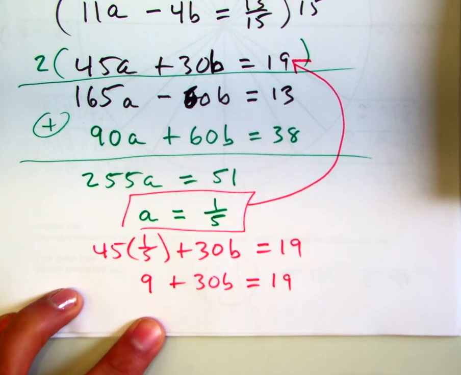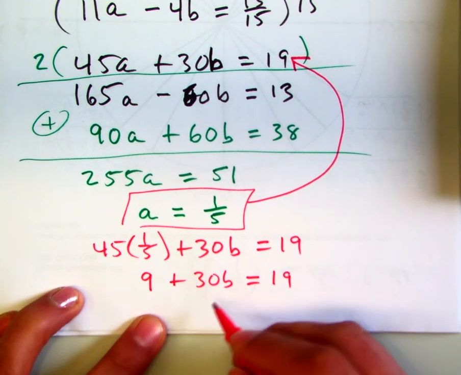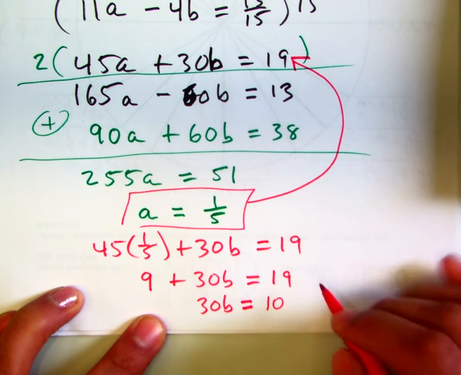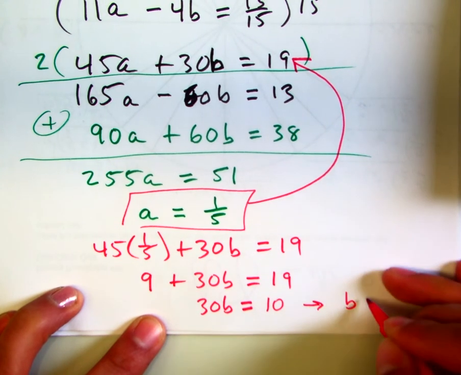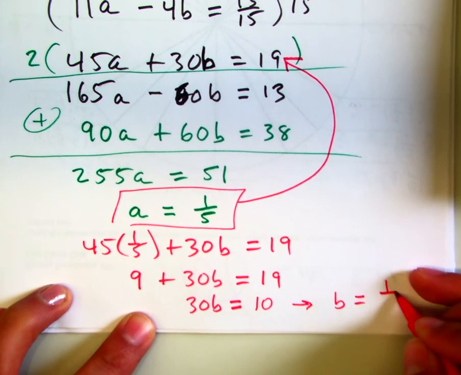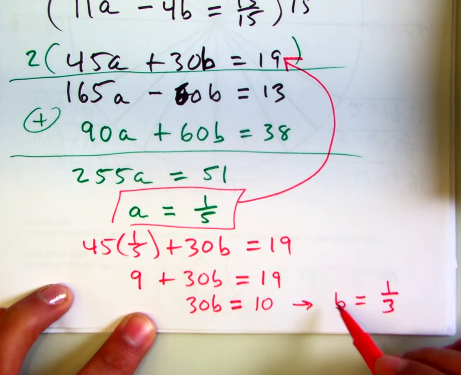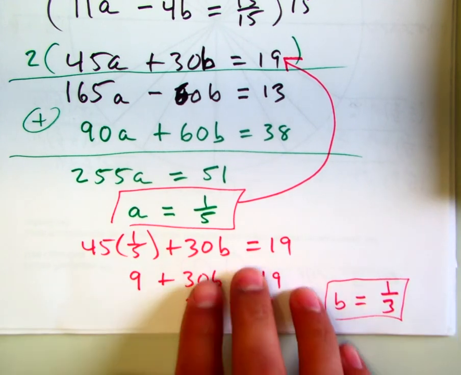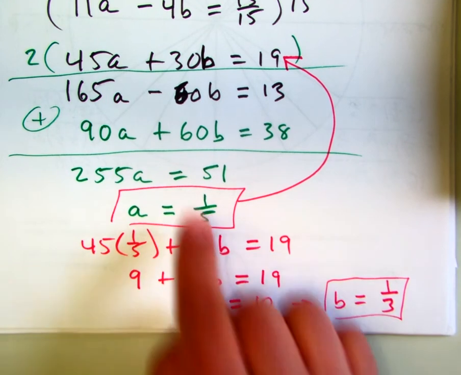We get 30b equals what? 10. So then b is 1/3. How do you convert back to x and y? This is a great question, so obviously you know what's coming. We have a, we have b, right?